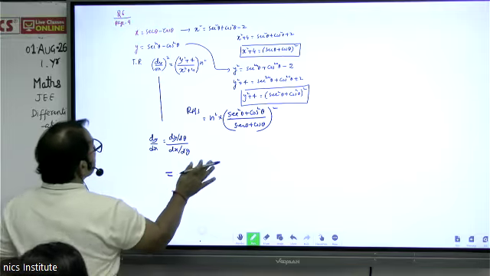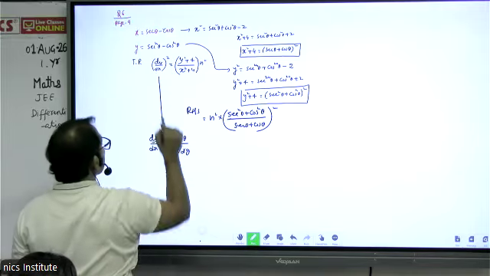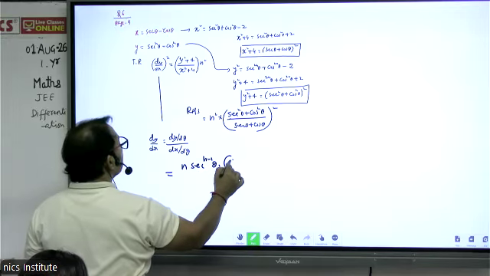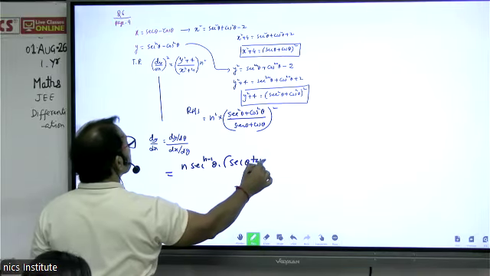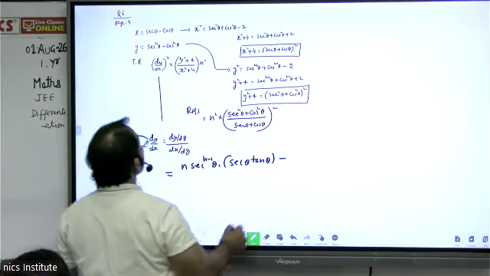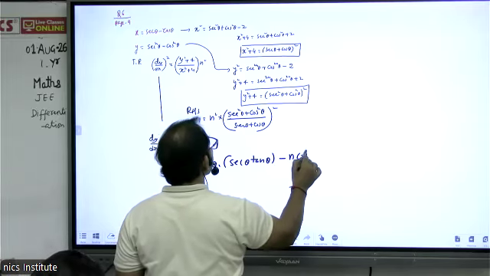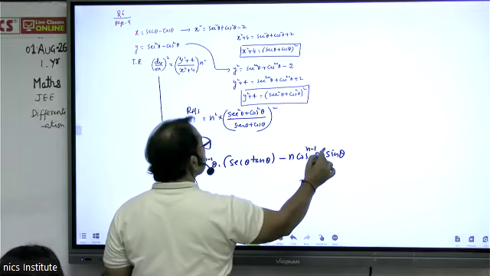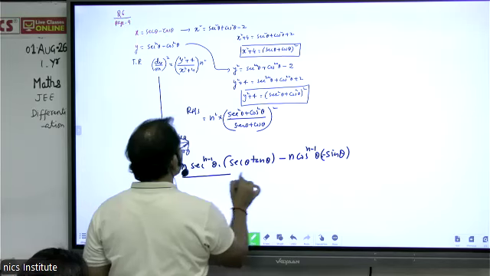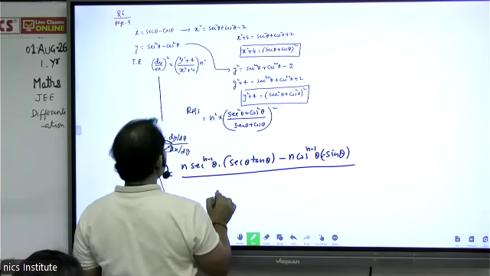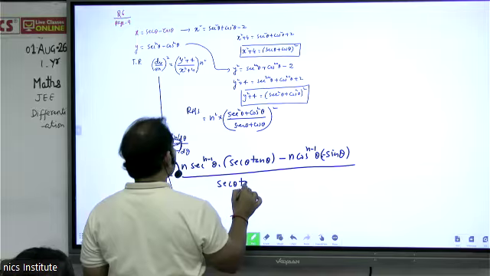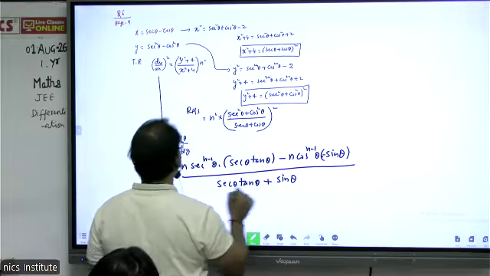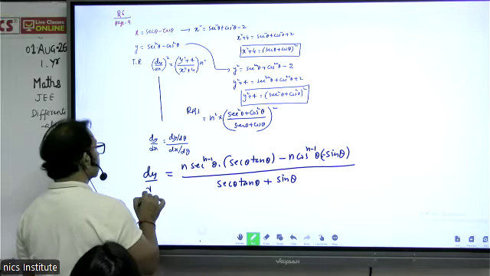So what is dy by d theta? Dy by d theta would be the derivative of this: n sec to the power n minus 1 theta, and then the derivative of sec theta, which is sec theta tan theta. Cos to the power n would give n cos n minus 1 theta, then sin theta with negative sign. Dx by d theta would be sec theta tan theta, and it is plus sin theta. This is your dy by dx.